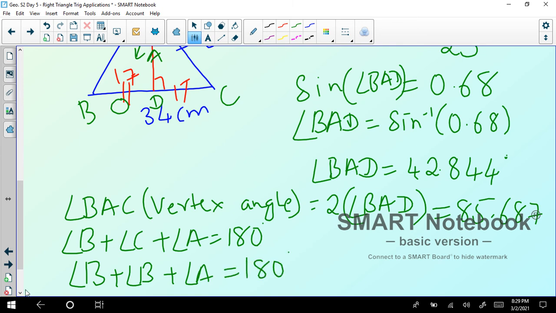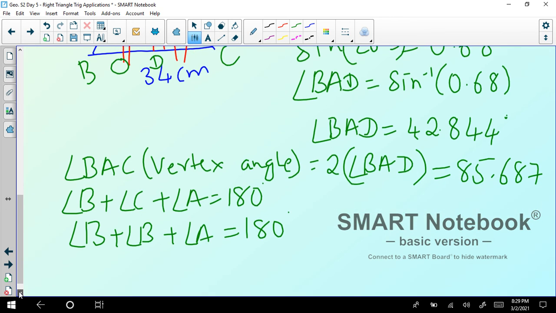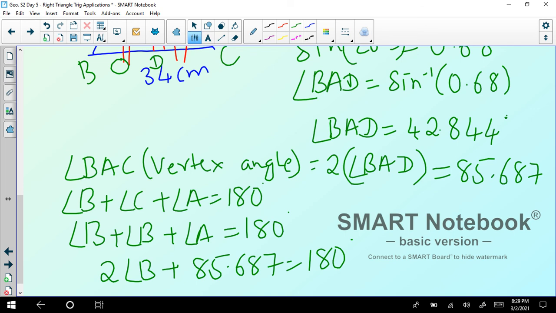The next step, I can substitute angle A. Angle B plus angle B becomes 2 angle B, and angle A was 85.687, equals 180 degrees. Further simplifying, 180 minus 85.687, dividing by 2, I get the base angle to be 47.156. So angle B equals angle C equals 47.156 degrees. I hope this is clear.